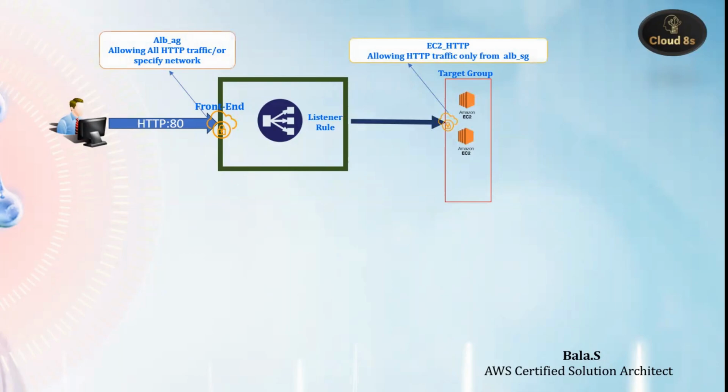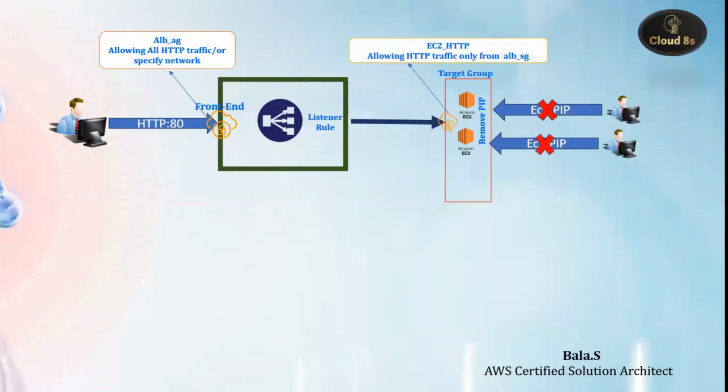After that restriction, we removed the elastic IP and isolated the EC2 instances in that environment. So now our entire setup is in a very restricted way. In today's session, what we are going to do is, if we have any EC2 instance, how we can add it into the existing target group.